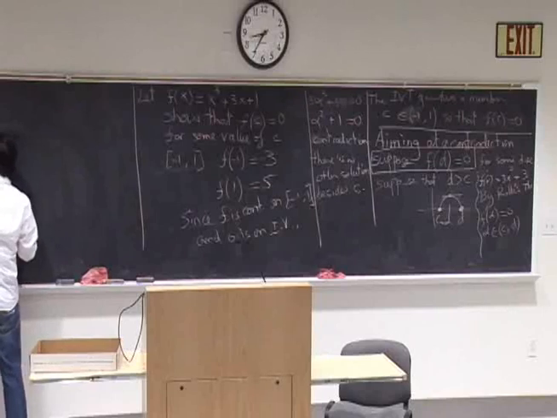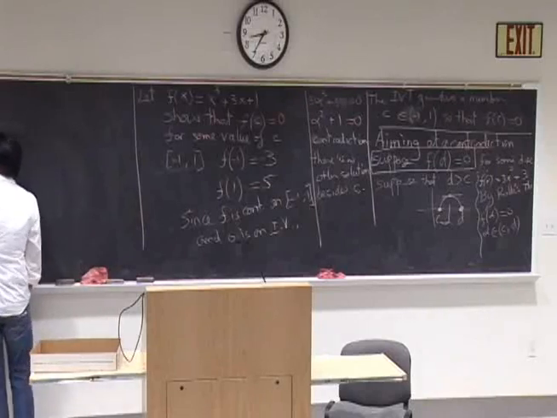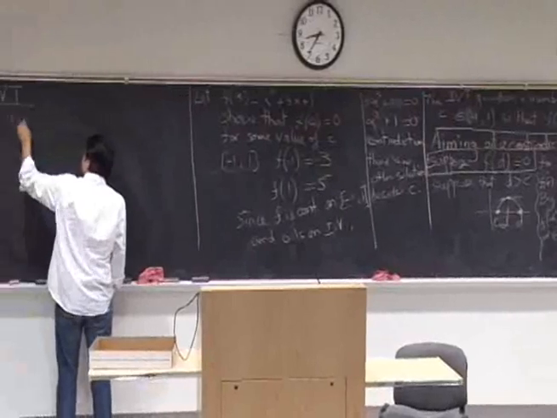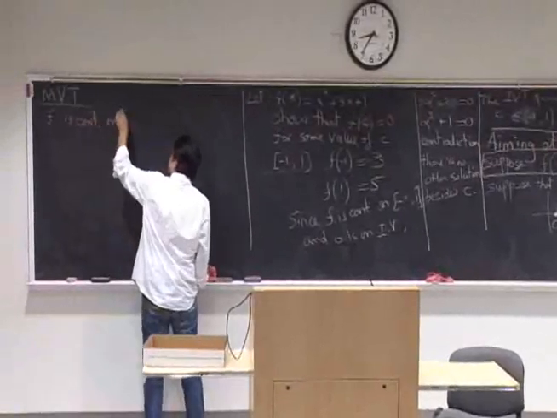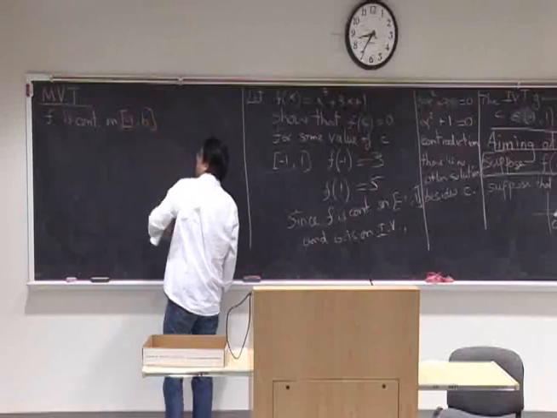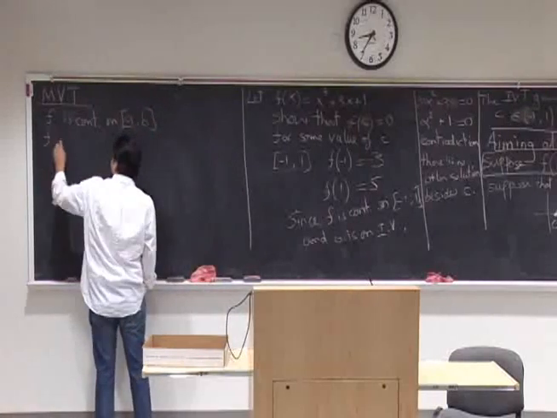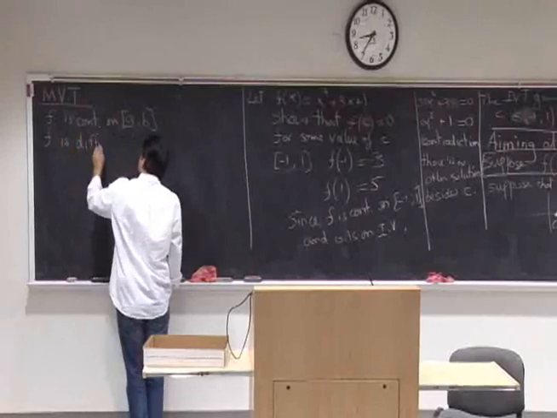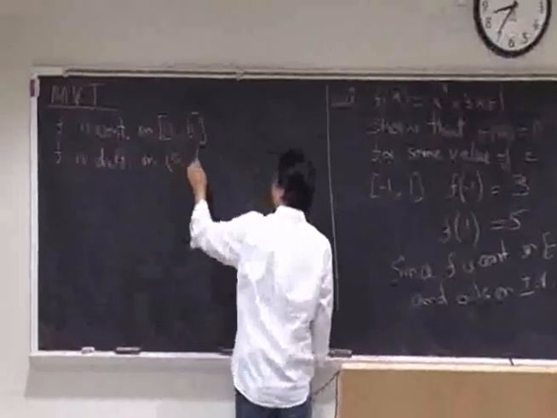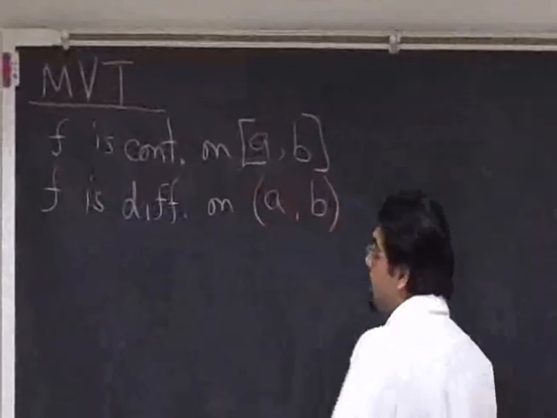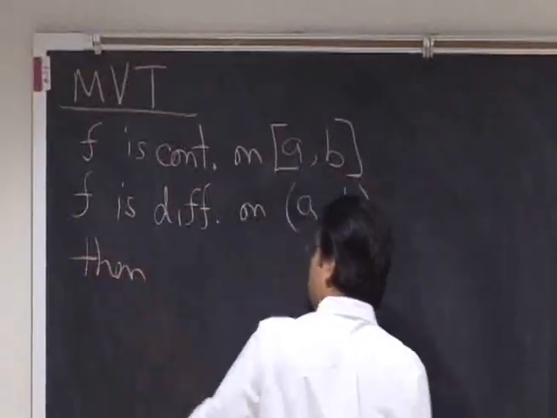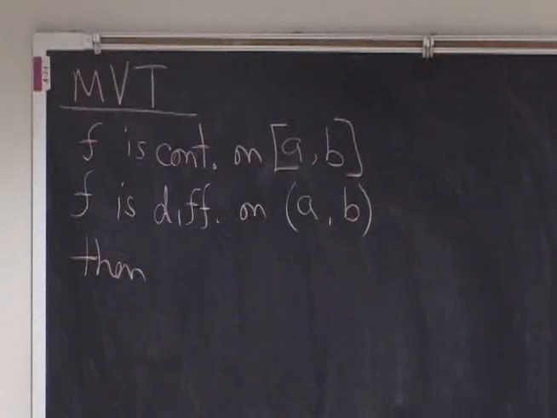So here's the statement of the mean value theorem. That f is continuous on a closed interval [a, b], and that f is differentiable on the open interval (a, b). Then we want to make some conclusion about derivatives, about slopes. The setup is very similar to that of Rolle's theorem, but the last condition is not necessary.